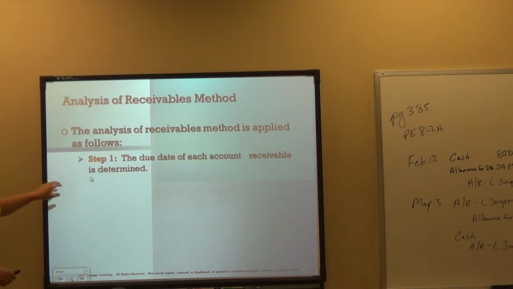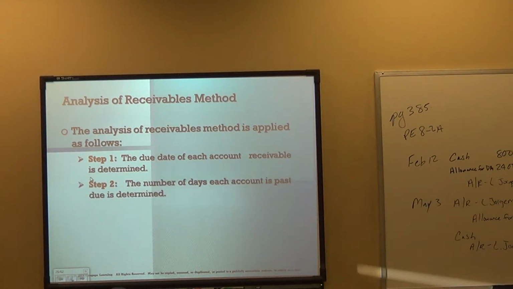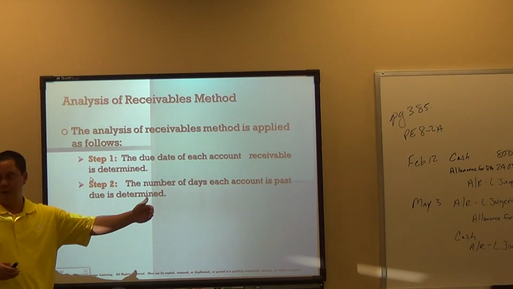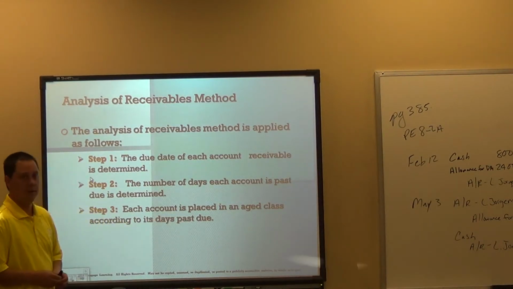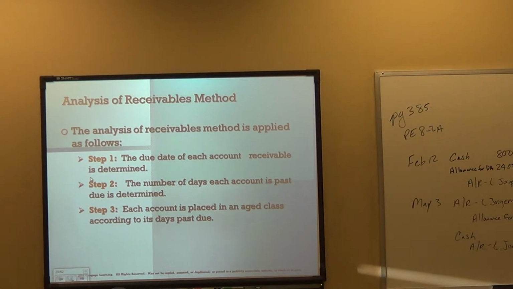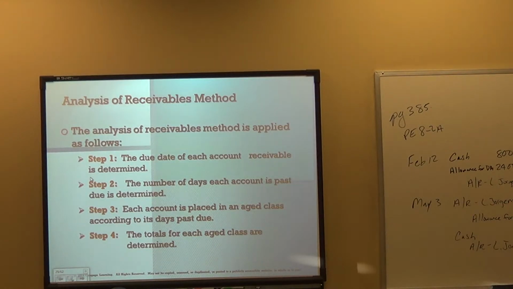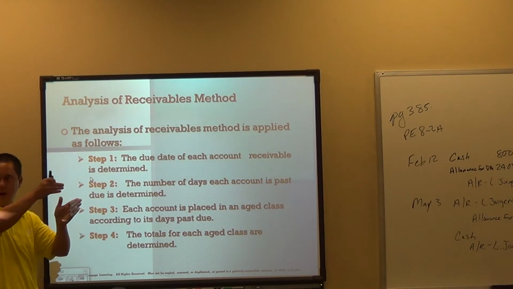So step one, the due date of each account receivable is determined, when it's due. And then the number of days each account is past due is determined also, how far they're out. And then each account is placed in the age class according to its days past due. Those type of things there. And the totals for each age class are then determined as a part of that. So how far they're out.